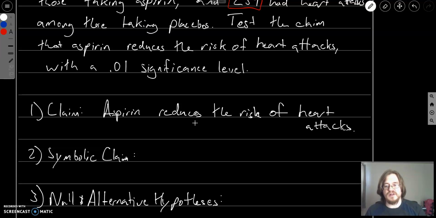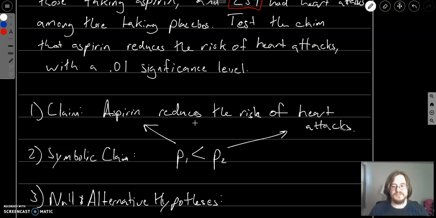And symbolically, if we call P1 the probability of having a heart attack while taking aspirin, and P2 the probability of having a heart attack when taking a placebo or not taking aspirin, we would want to say that the probability that we have a heart attack when taking aspirin is smaller than the probability of having a heart attack when we're taking the placebo. So P1 is taking aspirin, P2 is while not taking aspirin.